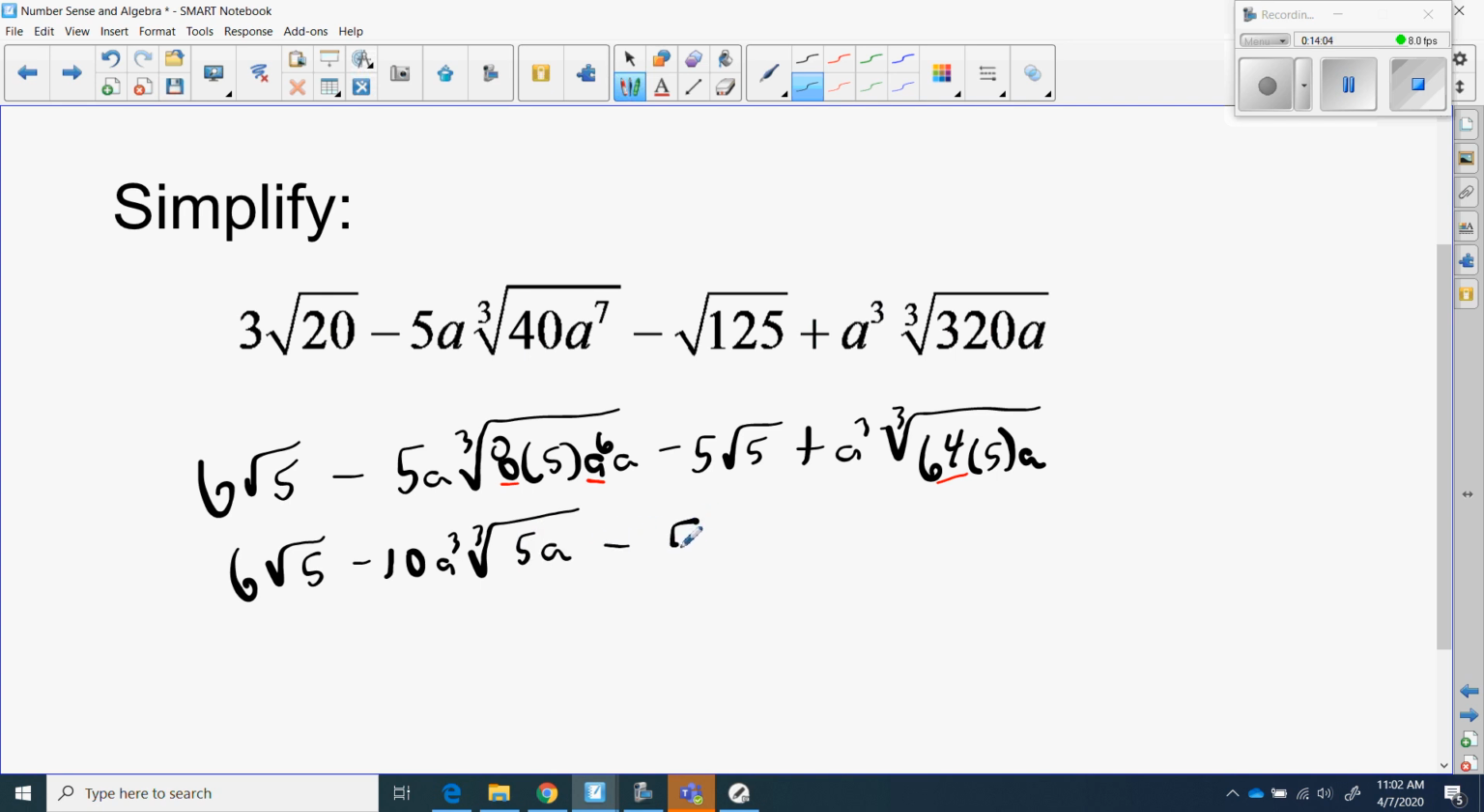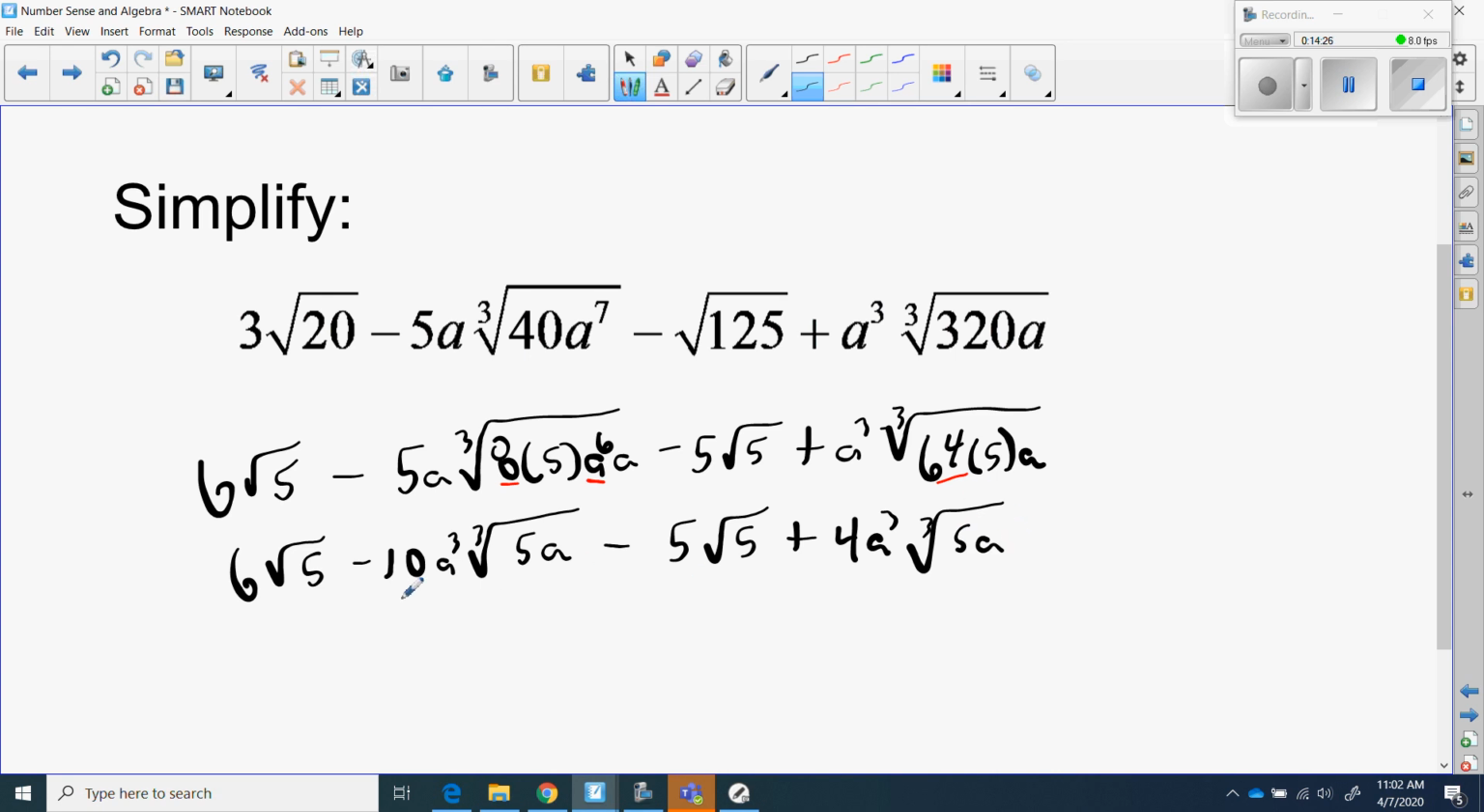Minus 5 radical 5 plus. So we got to do some more reducing here. So the cube root of 64 is 4, because 4 times 4 times 4 gives me 64. Multiplied by the a to the third that's out front, I'll get 4a to the third cube root, and the 5a will be left underneath.